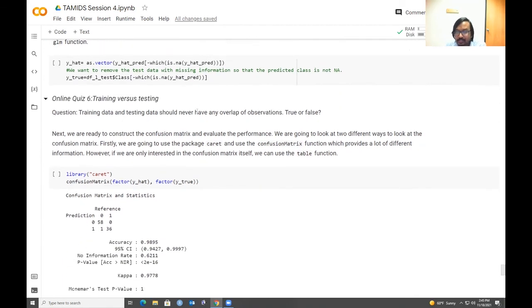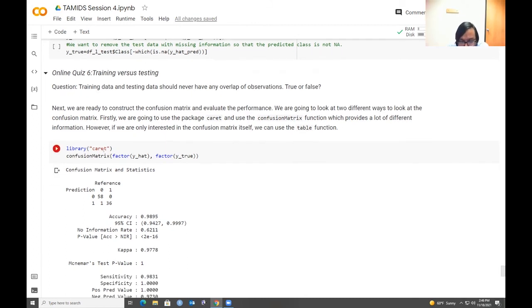All right. Next, we are ready to construct the confusion matrix and evaluate the performance. We are going to look at two different ways to look at the confusion matrix. First, we're going to use the package caret and use the confusionMatrix function, which provides a lot of different information about the overall performance. But if we only want to look at the confusion matrix itself, visually, we can use the table function. So the library(caret) function is going to load the caret package.